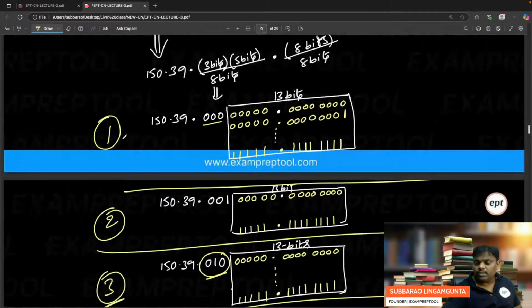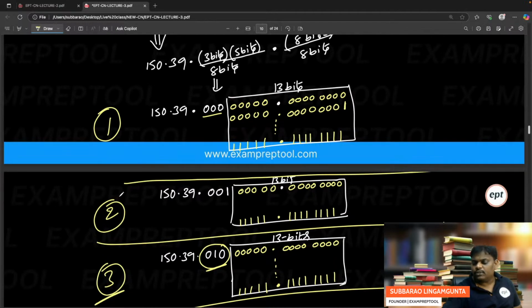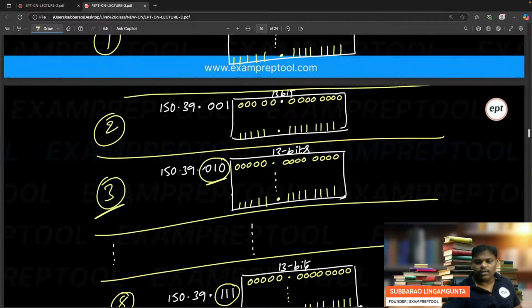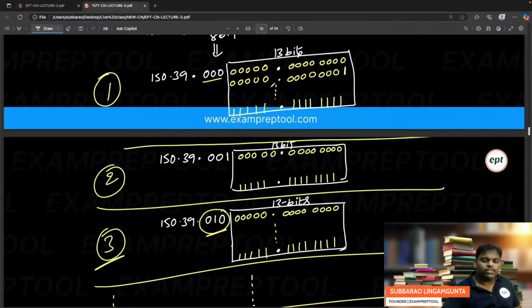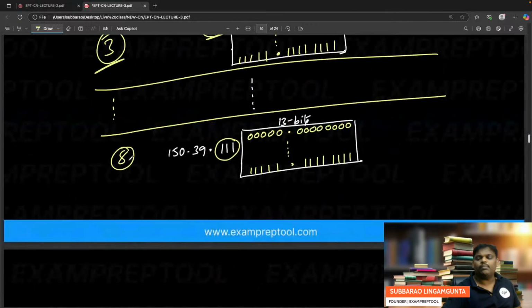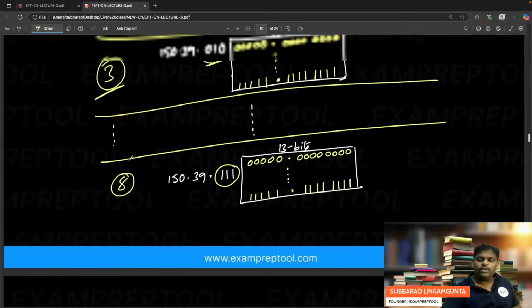Next one, first subnet, the 0th subnet. Second subnet means first subnet, number 1. So you need not confuse, just give the physical number. First subnet means this. Second subnet means this. Third subnet means this, and so on. 8th subnet. So let's go for IPs one by one.